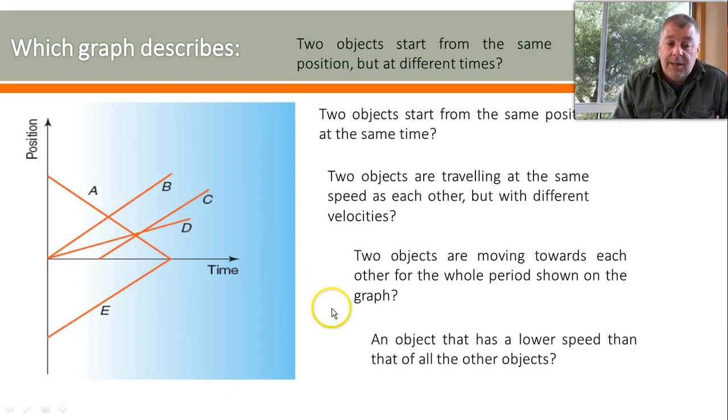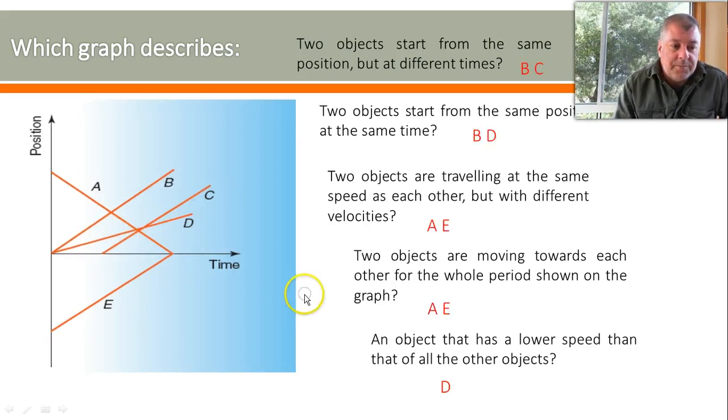An object that has a lower speed than that of all the other objects. Now speed would be a measure of slope, and in terms of the lowest slope, even though that's a negative slope, in terms of speed it doesn't have a negative, so that's quite a steep slope. This is the shallowest slope, so the answer there is D. Let's just check it. Phew, I think I got them right. Hope you got them right too.